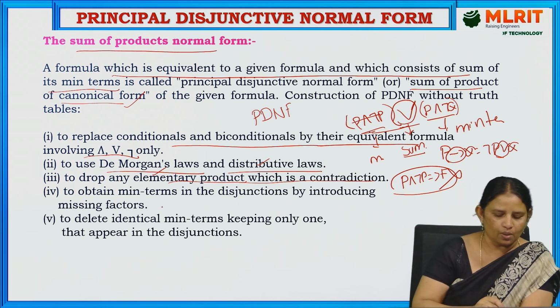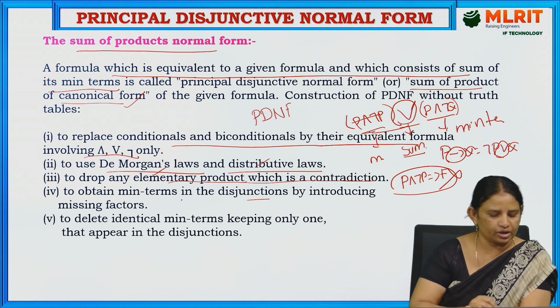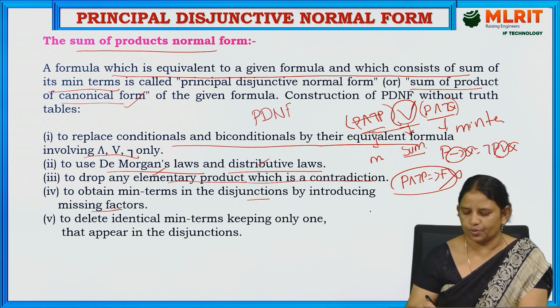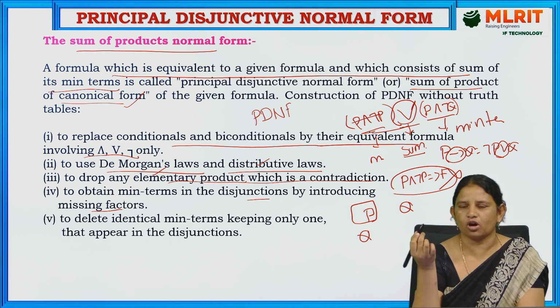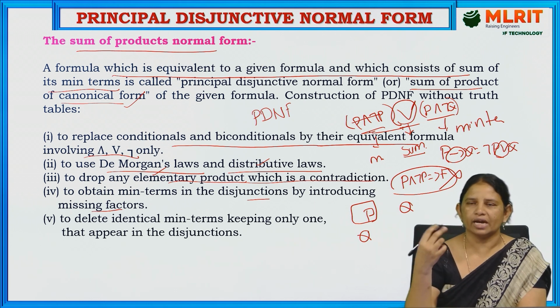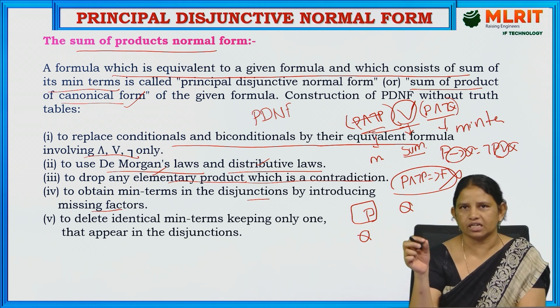Next, to obtain minterms in the disjunction by introducing some missing factors. Suppose it is P and then Q. In the first proposition, what is the missing factor? Q is the missing factor. What is the required format? Sum of minterms. To get the required format, we need to add some missing factors.